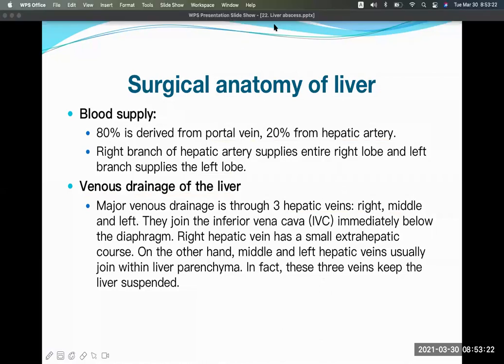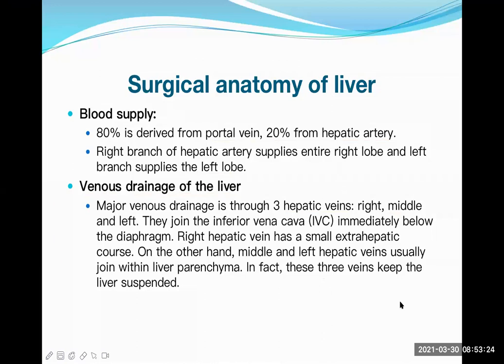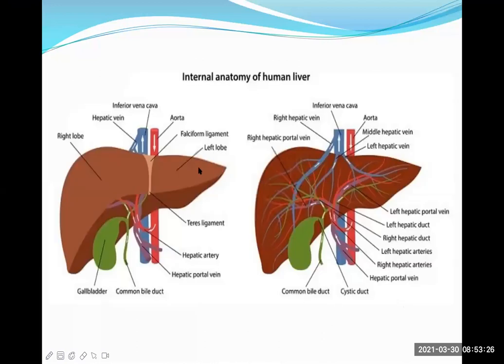Let's move on. Now, these are some of the anatomical pictures of the liver. You can clearly see this is the inferior vena cava we are talking about right now. These are the hepatic veins, which drain the blood from the liver into the inferior vena cava.